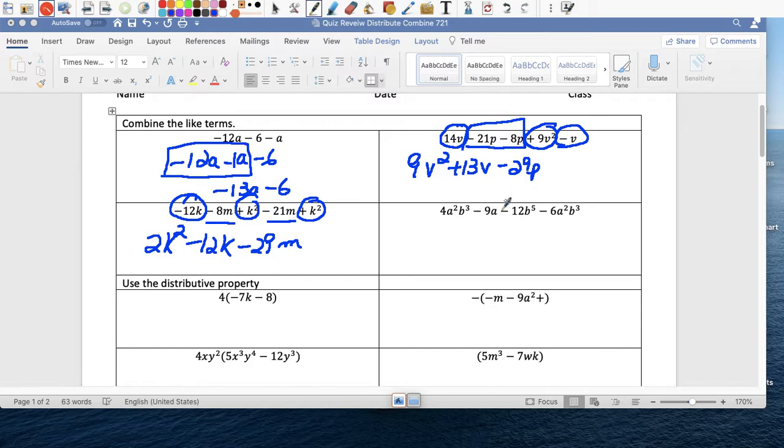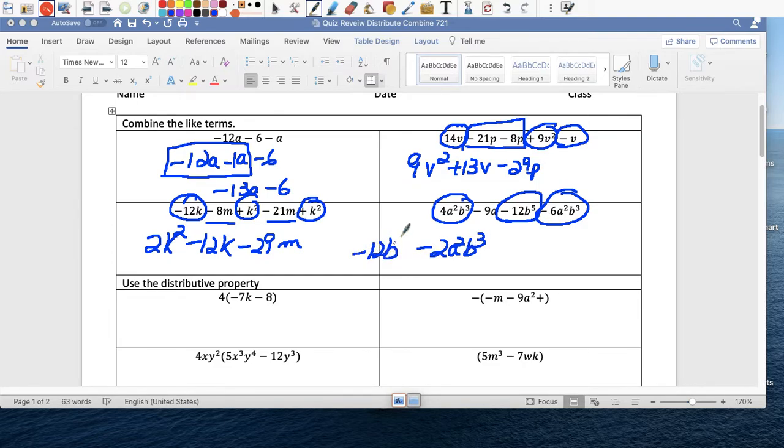Okay. Next one. A squared b cubed. Well, there's an a squared b cubed here, and there's another a squared b cubed. So I can combine those two. That's 4 minus 6, or negative 2a squared b cubed. And then I'm going to put this guy. Actually, this guy should have come first. So I'm going to put him in the front.